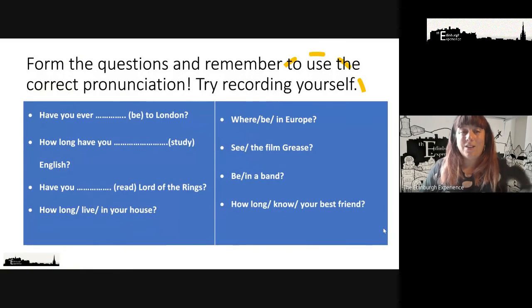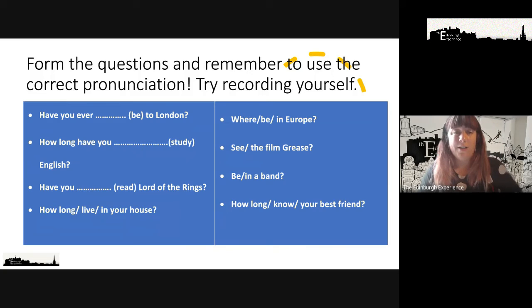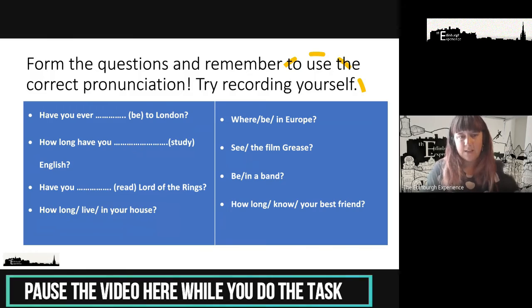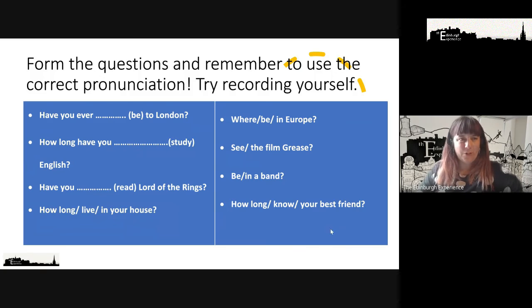Okay, guys, so here's your last little practice. This time we're going to think about forming questions. So again, take another minute. I'd like you to form the questions. And then we're going to check our answers, but we're also going to think about the correct pronunciation. So this is going to be a little challenge for you guys. So take another minute, complete the questions, and try and say the words. So let's have a look at those answers.